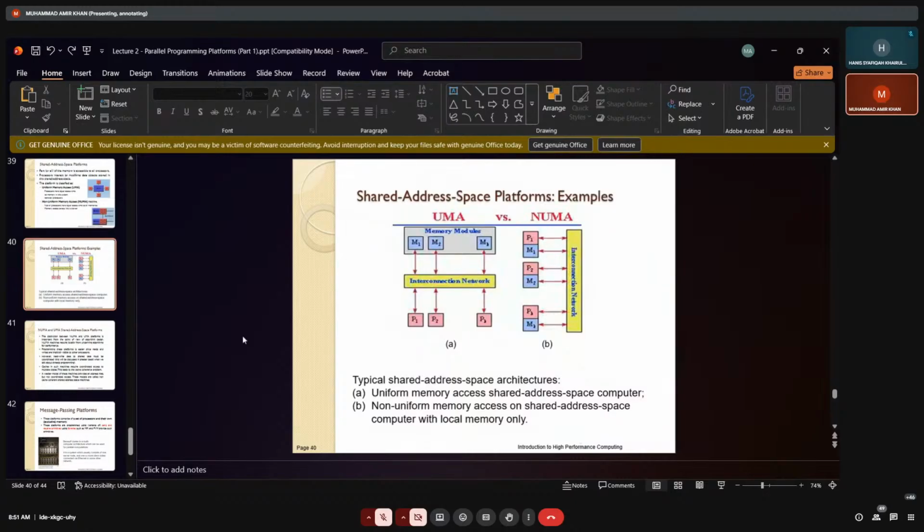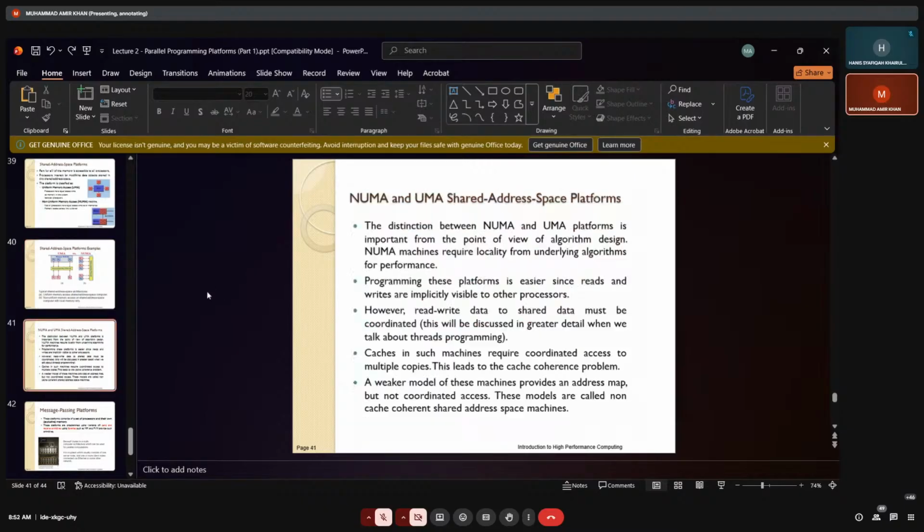So you can see UMA and NUMA, typically shared address space. One is uniform memory access, a shared address space computer with no local memory. Another is non-uniform memory access, a shared address space computer with local memory. Here, no local memory, but shared address space. Here, non-uniform access on shared address space, but with local memory. So it will be fast and expensive.